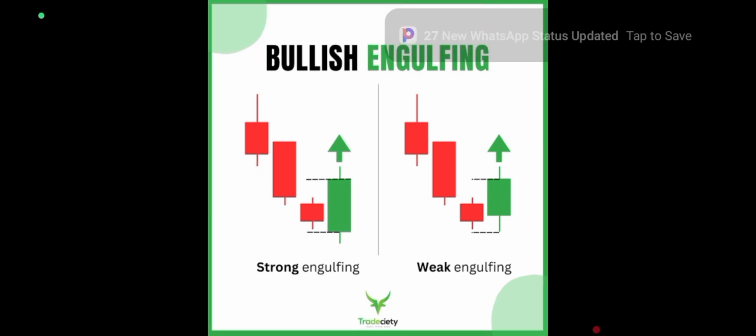While in spot trading you only buy low and sell high. So I will advise you people to start with spot trading to learn it very well. So another candlestick, the third candlestick in our list, is the engulfing candlestick.